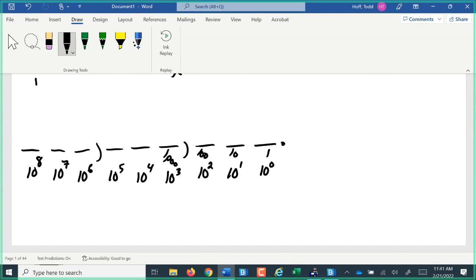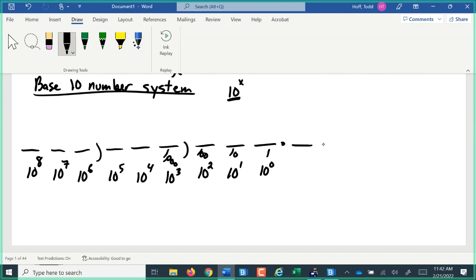We have a base 10 number system, sometimes called a decimal number system. Deci means 10, base 10. And what that means is the bases or the place values of our number system are exponents with a base of 10.